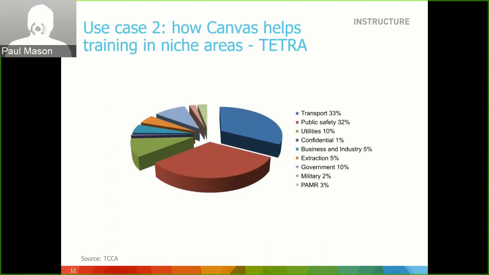Okay, use case 2, how Canvas helps training in niche areas. Okay, so this is Tetra. Tetra is a professional mobile radio system, so it's not used by the public, it's used generally speaking by emergency services. So it will be used by the police, the fire services, ambulance, and the biggest market now is actually transport.